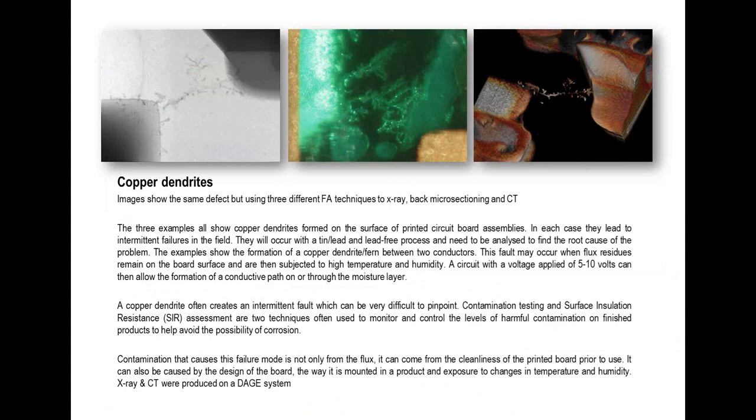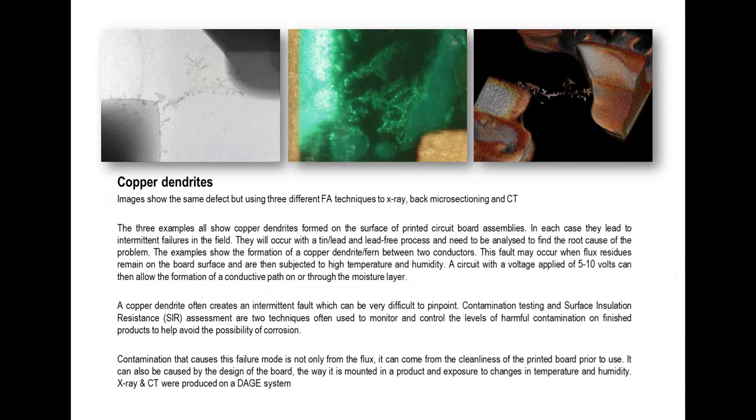Now, we're seeing a growing issue, and it's not surprising, I guess, of failures due to some form of corrosive products and dendrites, copper dendrites, silver dendrites forming on the surface of printed circuit board assemblies. And this is really to do with a combination of the materials we're using, possibly, the environment we're putting a product into, and either non-use of conformal coating or poor use of conformal coating.